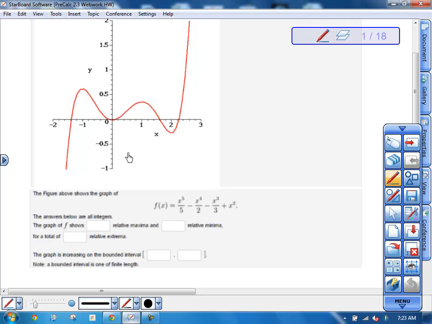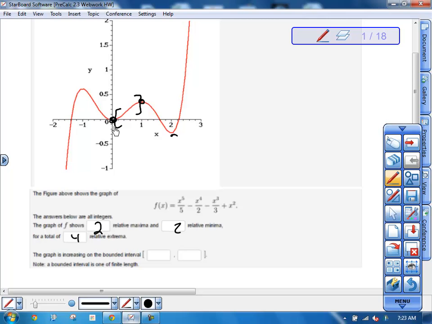How many relative maximum? That'd be 1, 2. And relative minimum, there'd also be 1, 2. And a total extreme, that'd be 1, 2, 3, 4. There's 4 total. And it's increasing on the bounded interval from here to here.